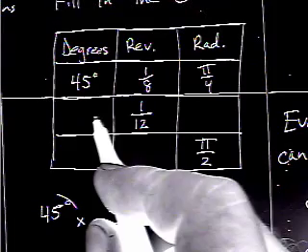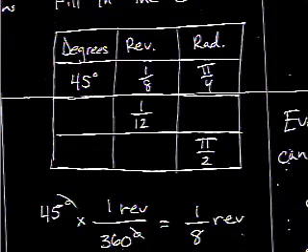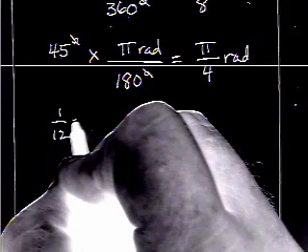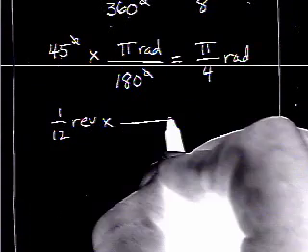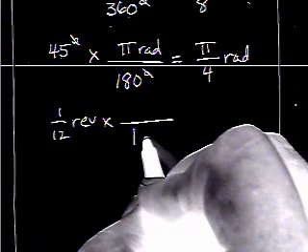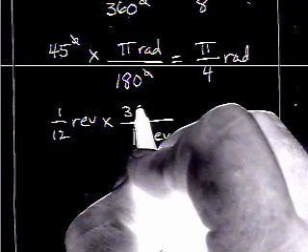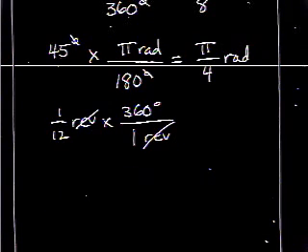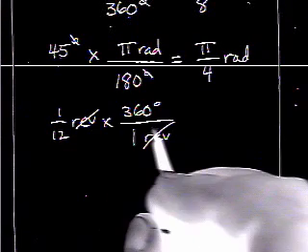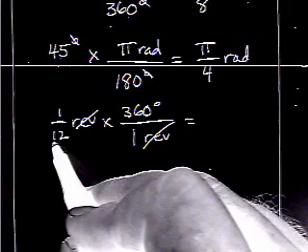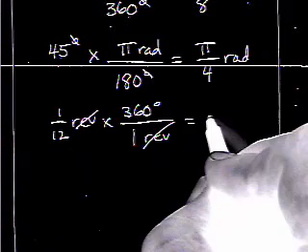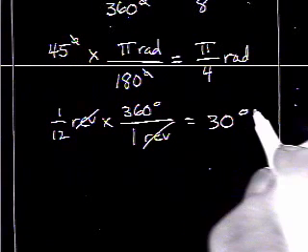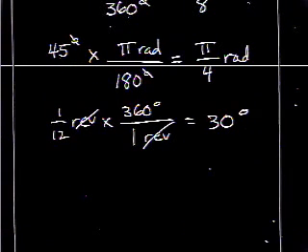Next we have 1/12 of a revolution, and we're going to switch it to degrees. So 1/12 of a revolution, and we want to multiply that. We want to get rid of revolutions, and so we're going to convert this to degrees. The revolution units will cancel. So I need to see how many times 12 goes into 360. Well, I know 12 goes into 36 3 times, and so that's going to leave me with 30 degrees.